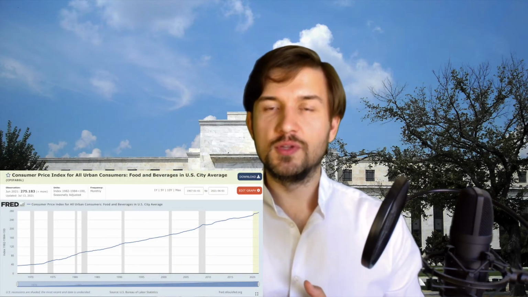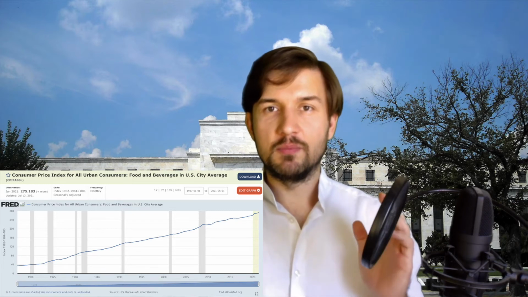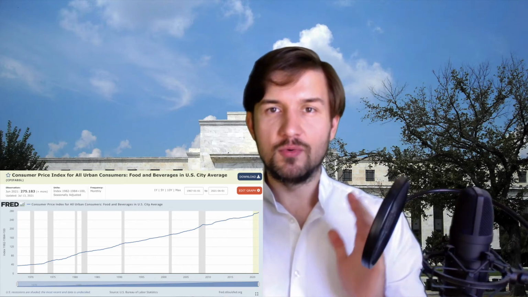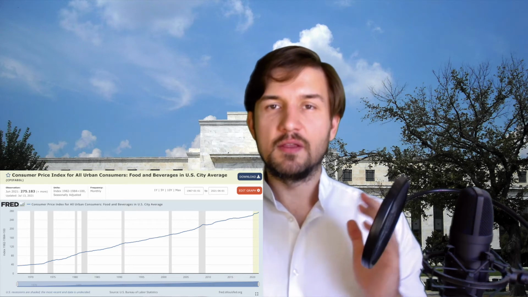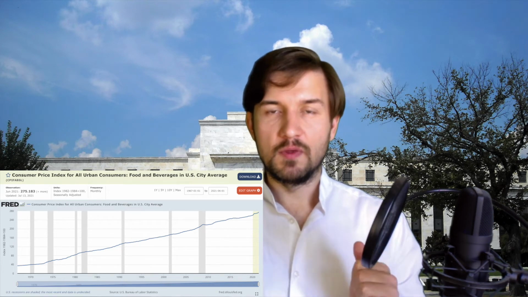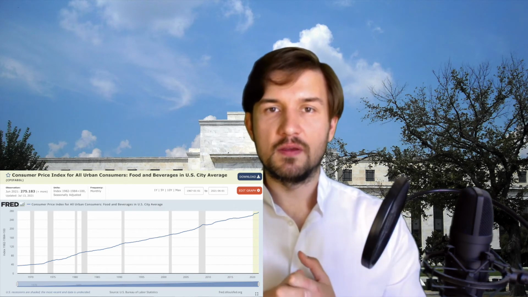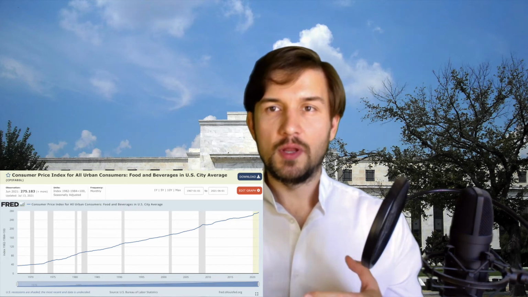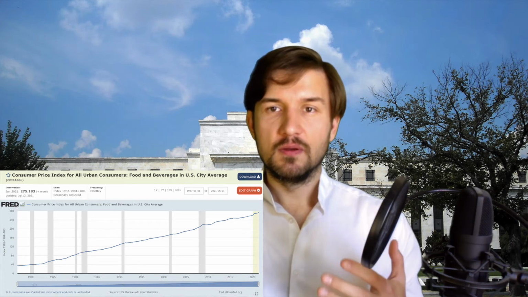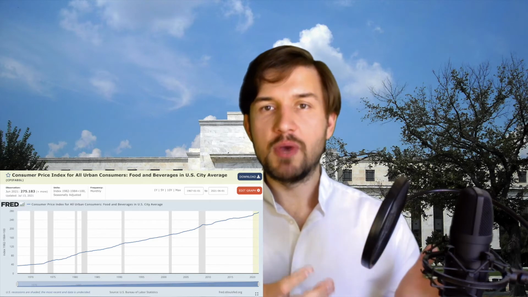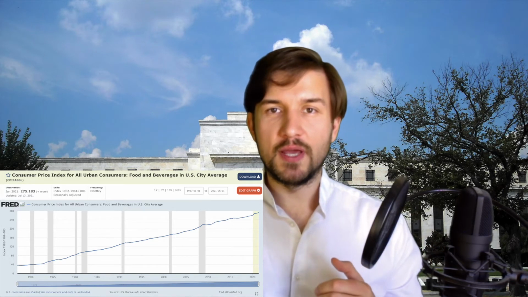So first, the consumer price index for all urban consumers, food and beverages. As you can see, this number was growing steadily for the past 50 years, and it almost never went down. Especially clearly you can see that in the 1980s when inflation was double digit. Despite that, food never came back to the levels before inflation in the 1980s.